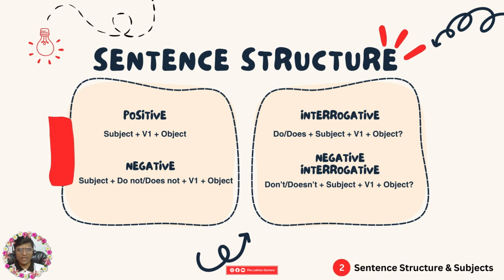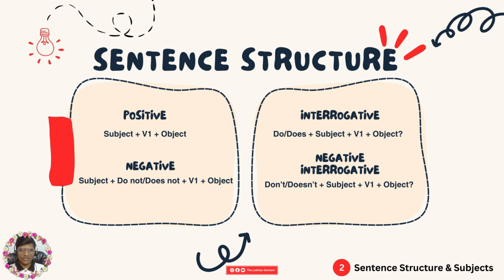Next, second exercise, sentence structure. These are four types of sentence structure in present simple tense or any other tense. If you understand this one easily, you're not going to have any difficulties in future to create sentences. Let's start with positive.